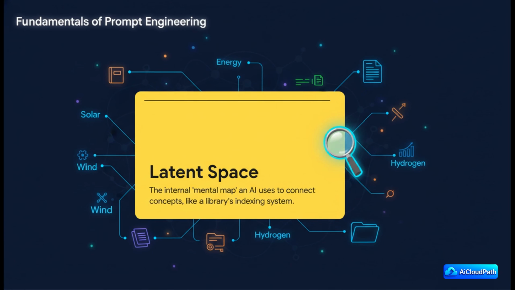Picture a giant, super intelligent library. Now, this library isn't just organized by the alphabet. No way. It clusters books together by topic, by theme, by related concepts. That's pretty much what latent space is for an AI. It's this complex internal map where similar ideas are all clumped together. And that is what lets it leap from one idea to the next in a way that actually makes sense to us.